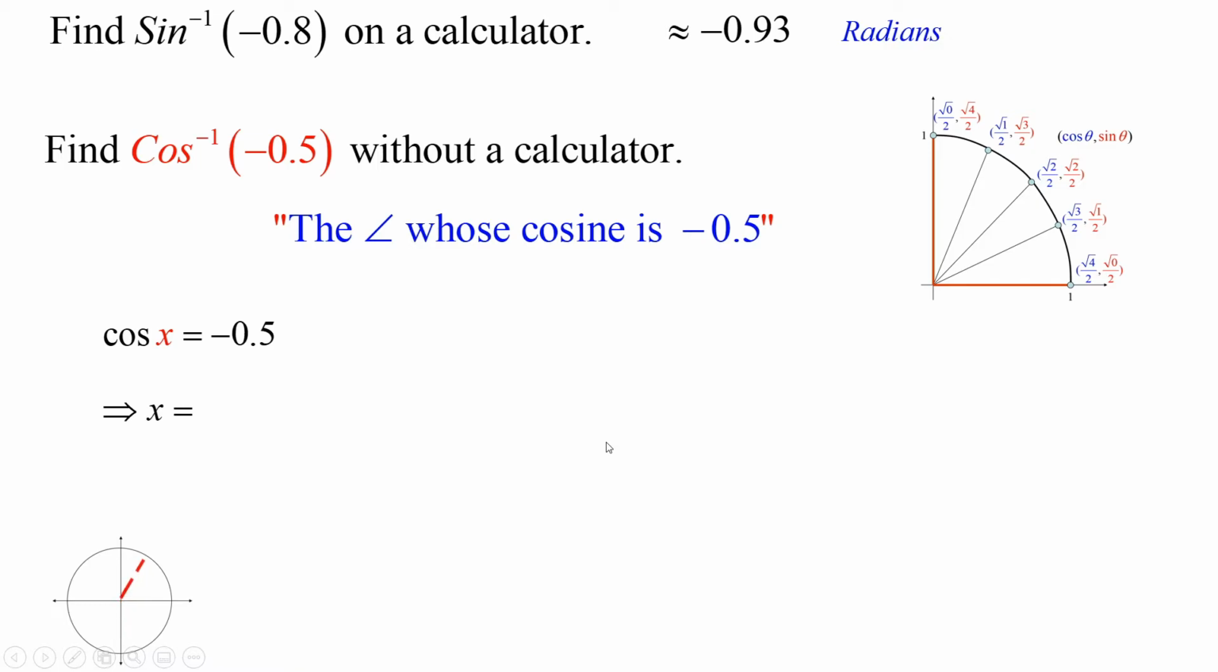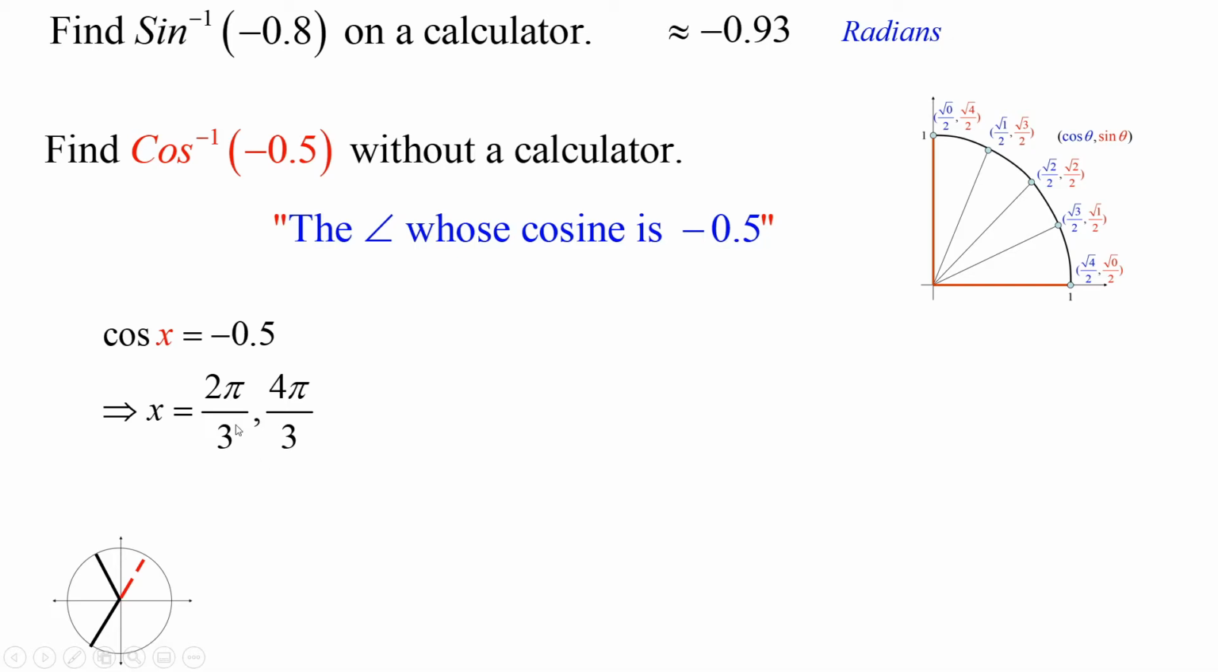Okay, so there it is. That's my reference angle. But I need this cosine to be negative. And isn't cosine negative in quadrant 2 and quadrant 3? Which would be 2 pi/3 or 4 pi/3. There's my two terminal rays right there. Okay, 2 pi/3 or 4 pi/3.